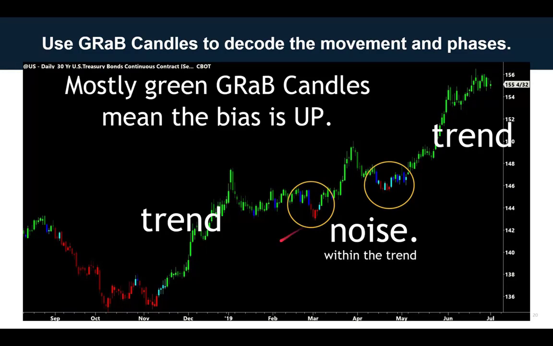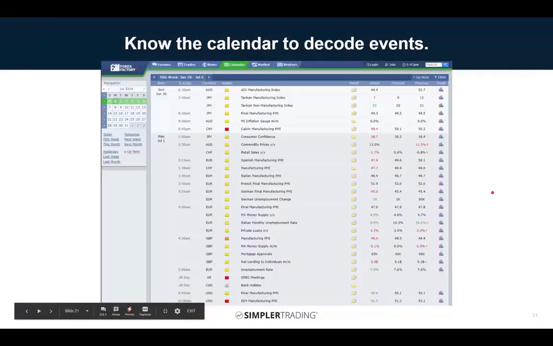So here's a trend. By the way, these red candles, that's a trend for sure. Look at how it transitioned, by the way. Even in the transitions, you'll be able to see a little bit of the market changing its mind. It's usually pretty subtle until you understand what the grab candles are telling you. The grab candles make it really color coded and easy. So there's noise within the trend, and there's a resumption of the trend.